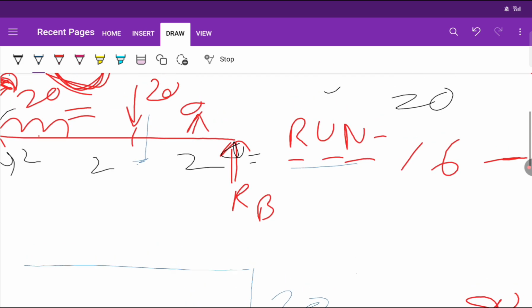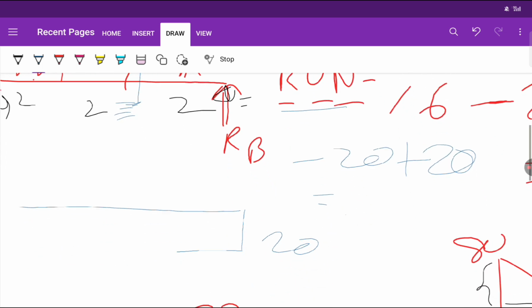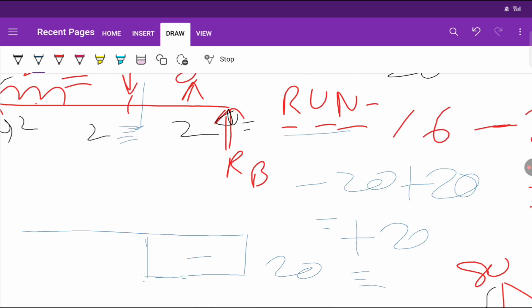Now we have a sudden vertical downward load. It will be positive, na? It will be positive. So minus 20 plus 20, I have zero shear force, right? So minus 20 plus 20, it will be 0, okay?